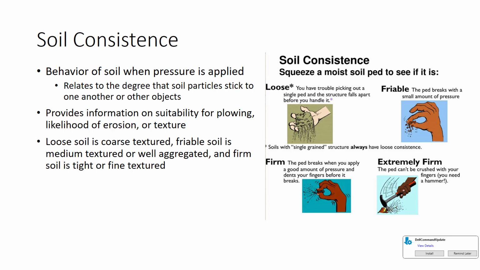The field test for texture works because of consistence of different soil textures. Often loose soil is coarse textured and friable soil is medium textured or well aggregated. Friable means that soil materials can be crushed easily under pressure. Firm soil is tight or fine textured and may lack good structure or be compacted.